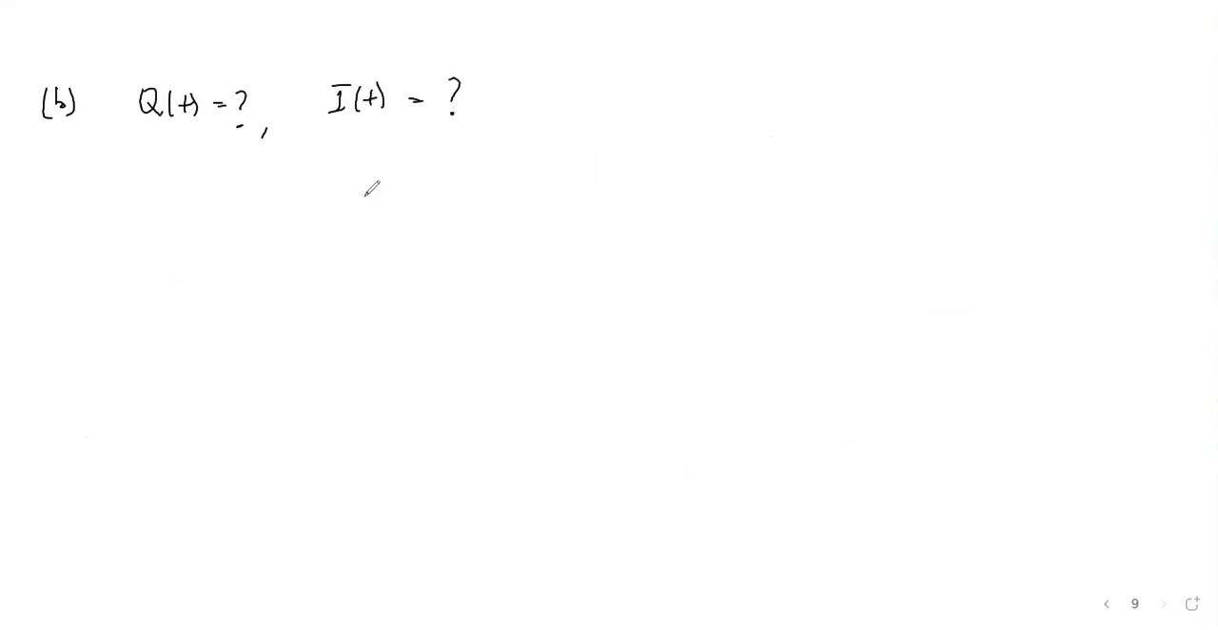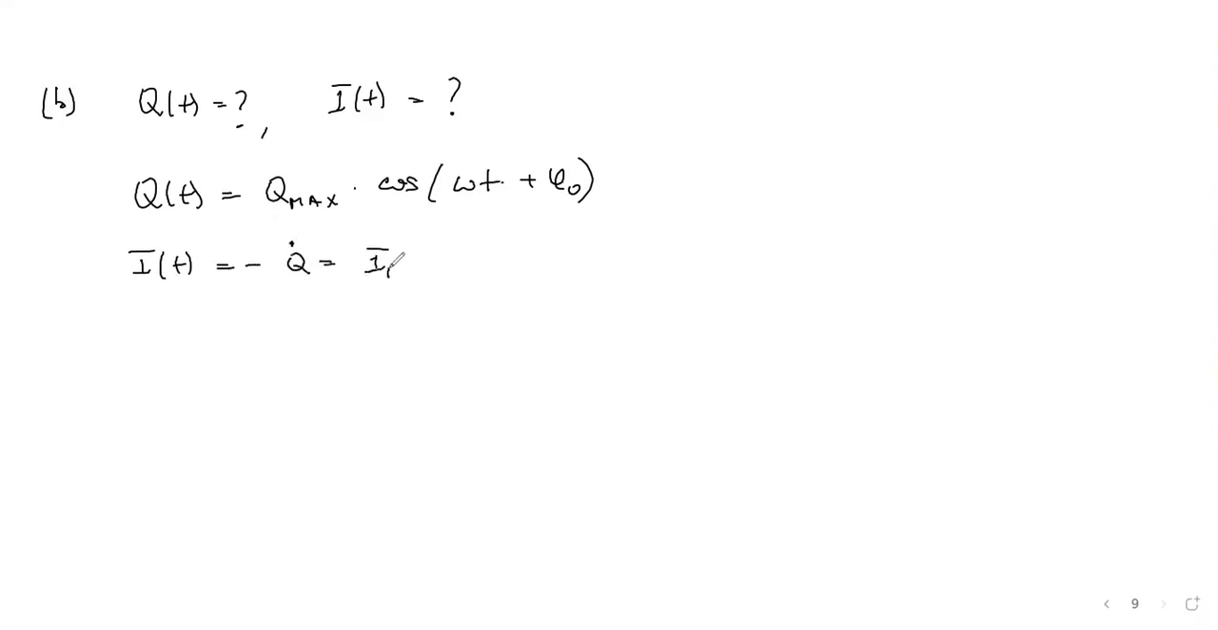So Q is a function of time. There's going to be something like this: Q max multiplied by cos of omega t plus phase shift, and I, negative Q dot, it's I max sine of omega t plus phase shift.